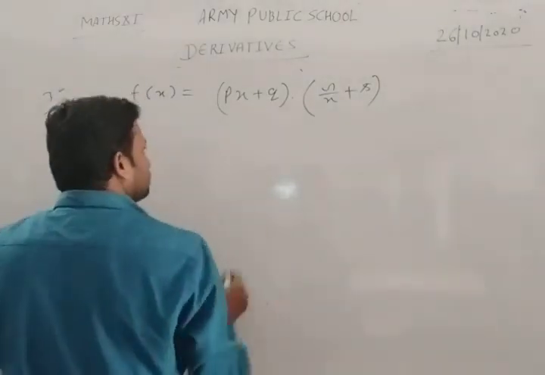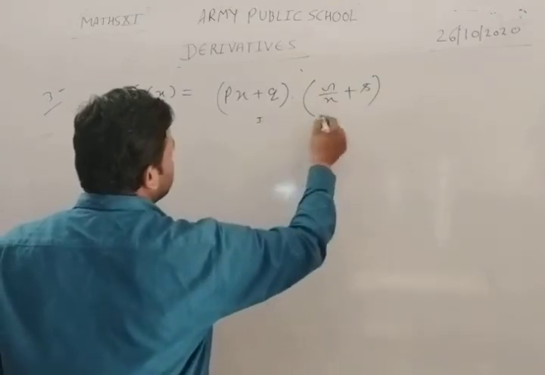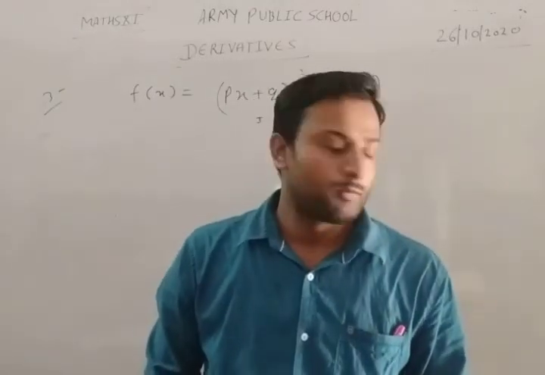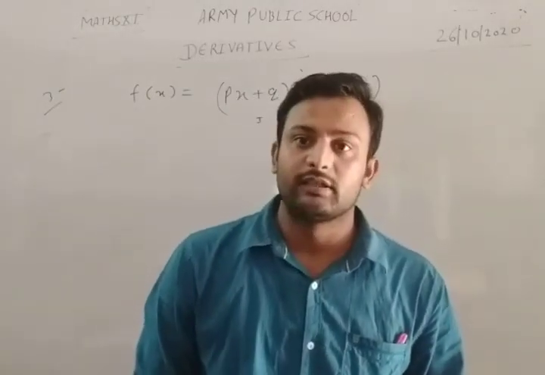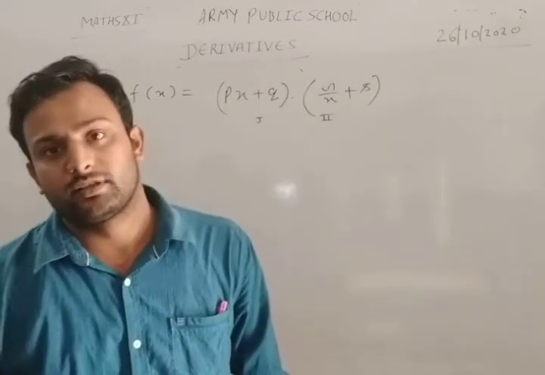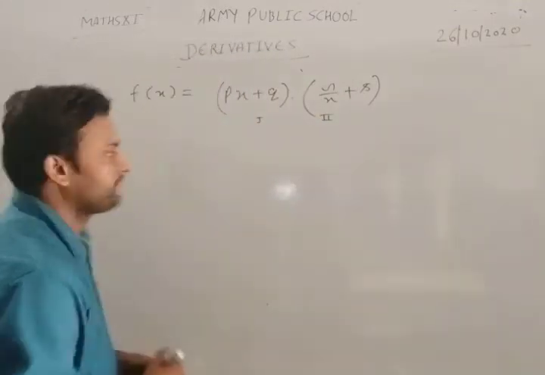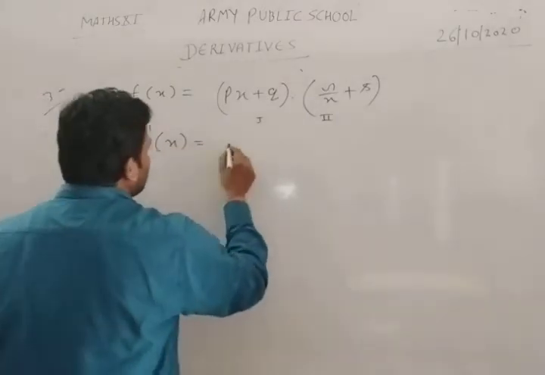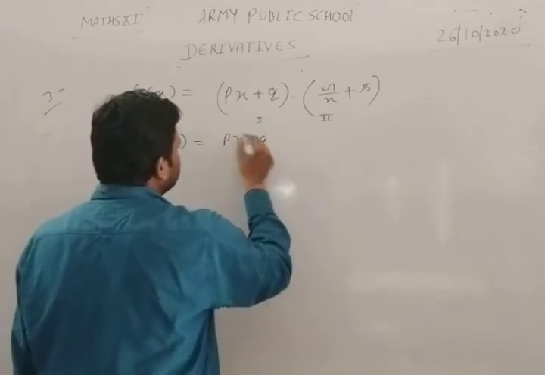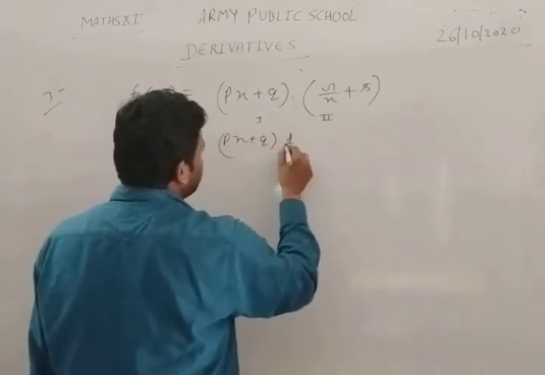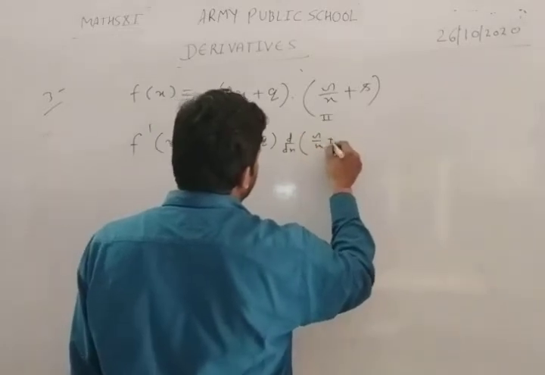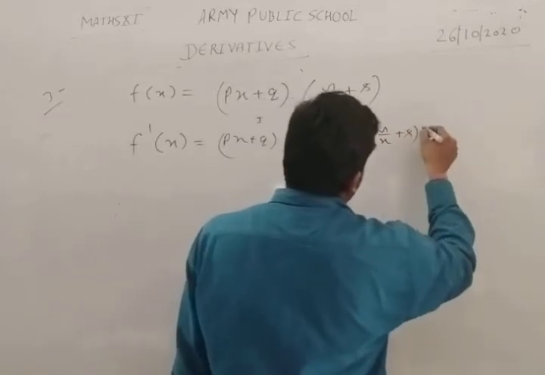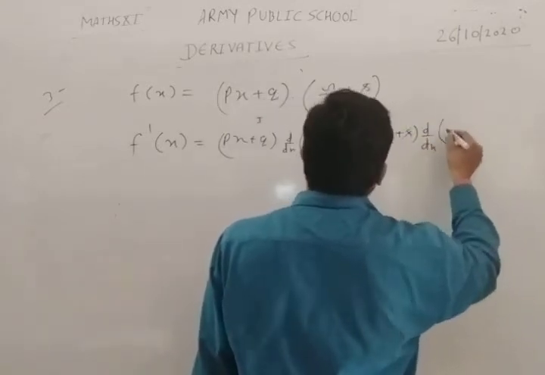So this is first term and this is second term. Now we apply here the product rule. Product rule is for first function differentiation of second function plus second function differentiation of first function. Okay. So let f dash x is equal to first function differentiation of second function plus second function differentiation of first function.